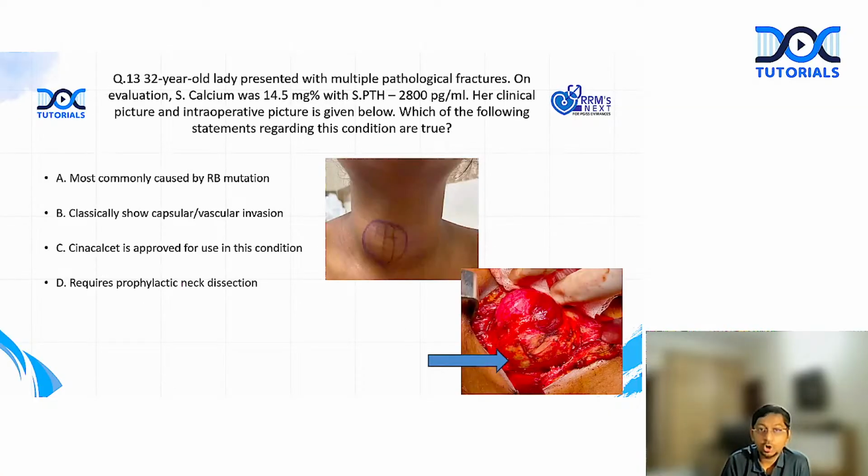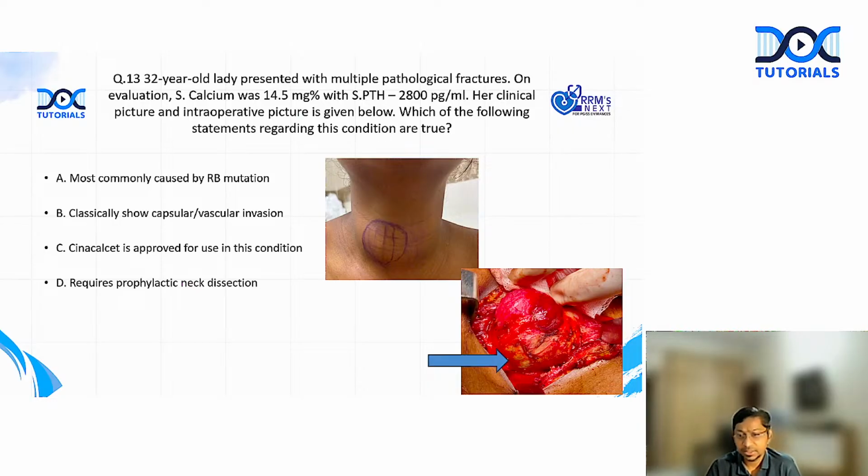Okay, 32-year-old lady with multiple pathological fractures. On evaluation, calcium is 14.5 with PTH of 2800 picogram per ml. Her clinical picture they've given here, and they've also shown you the intraoperative picture below. Which of the following statements regarding this condition are true? This is a patient that we operated a couple of weeks back.